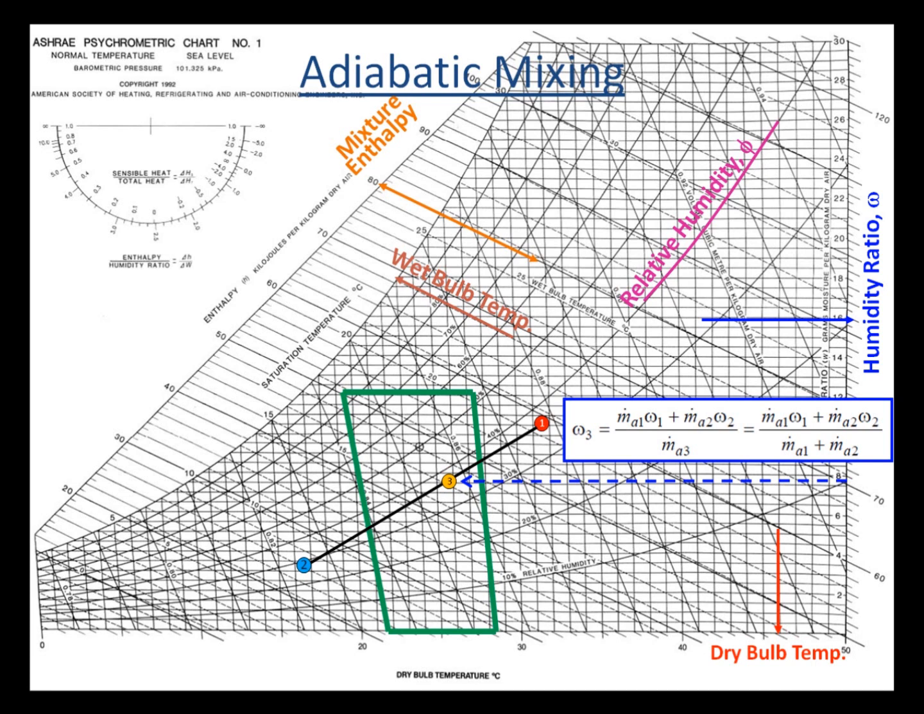I can also use conservation of energy and use the mixture enthalpy to fix state 3. So we have this relationship derived from the first law, where we say the mixture enthalpy at state 3 is equal to the mass flow rate of the dry air at state 1 times the mixture enthalpy at state 1 plus the mass flow rate of the dry air at state 2 times the mixture enthalpy at state 2, all divided by the mass flow rate of the dry air at state 3. And that's simply conservation of energy, the first law of thermodynamics.